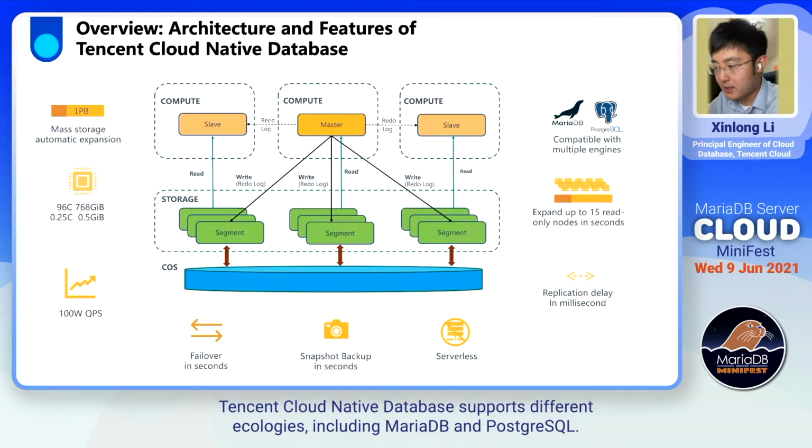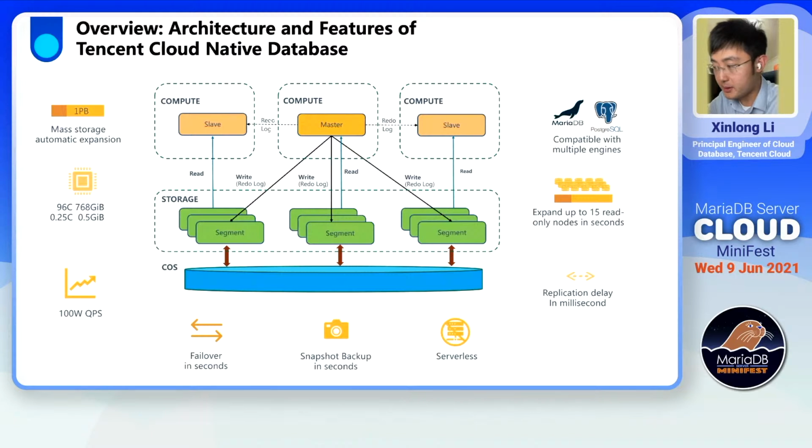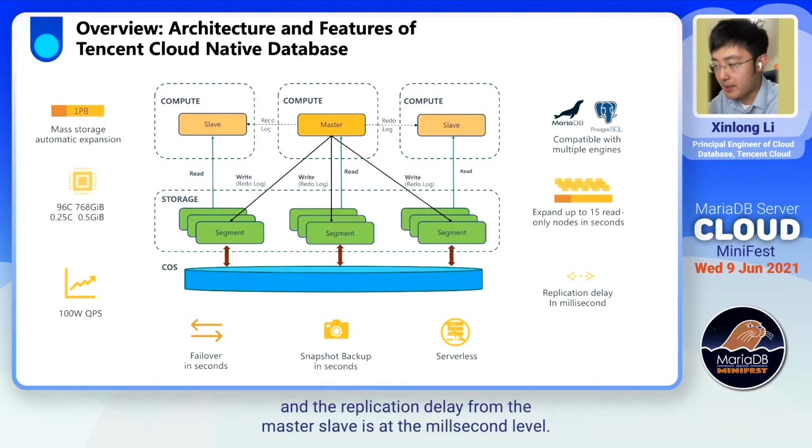Tencent Cloud Native Database supports different ecosystems, including MariaDB and PostgreSQL. The slave node can expand up to 15 read-only nodes in seconds, and the replication delay from the master to the slave is at the millisecond level.